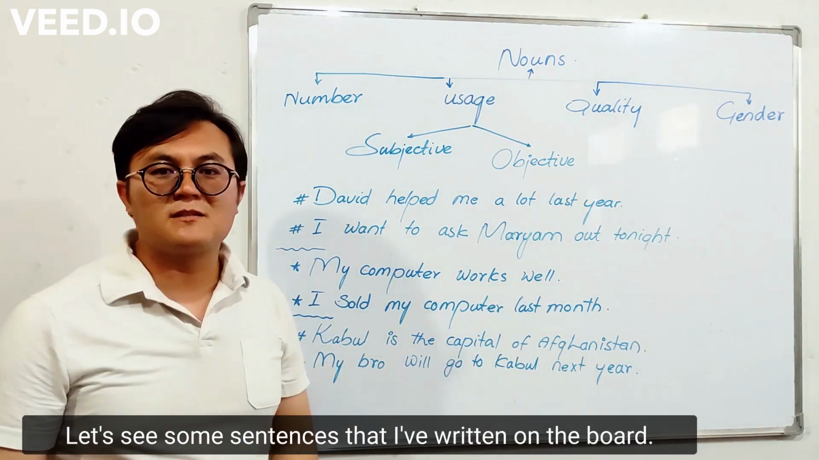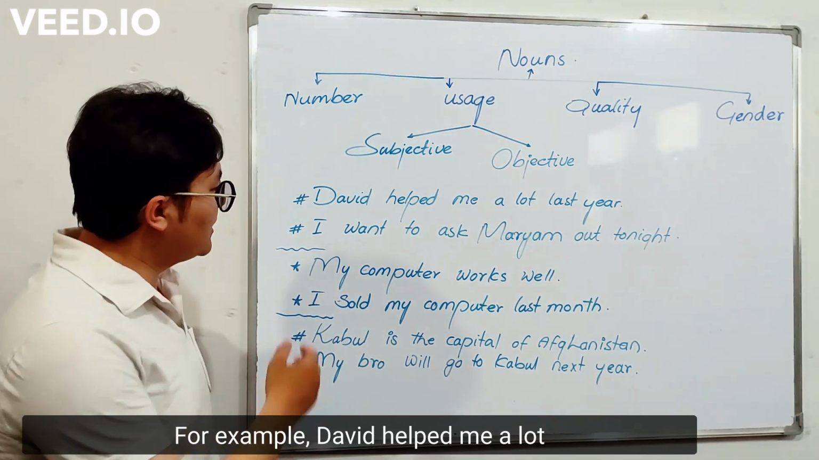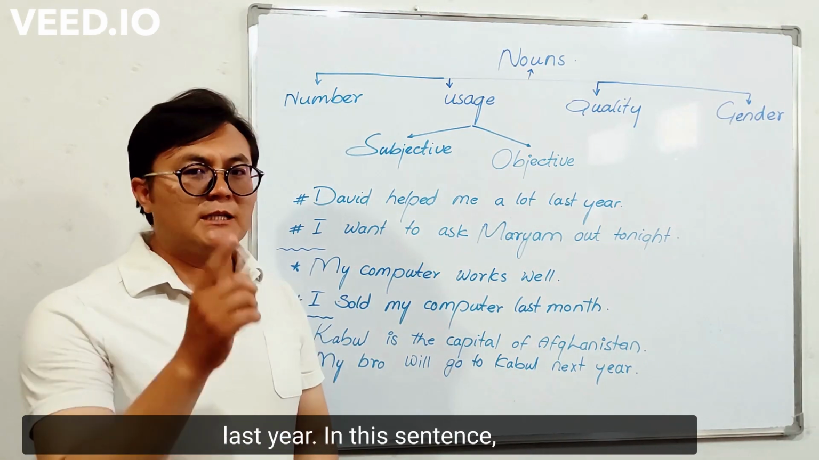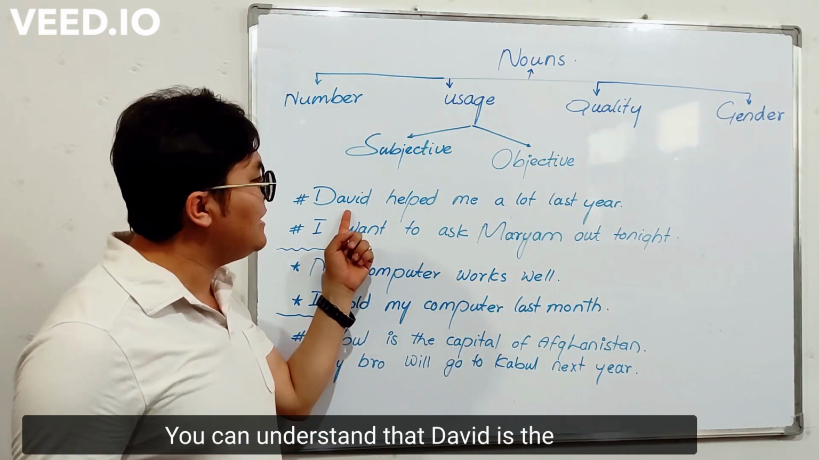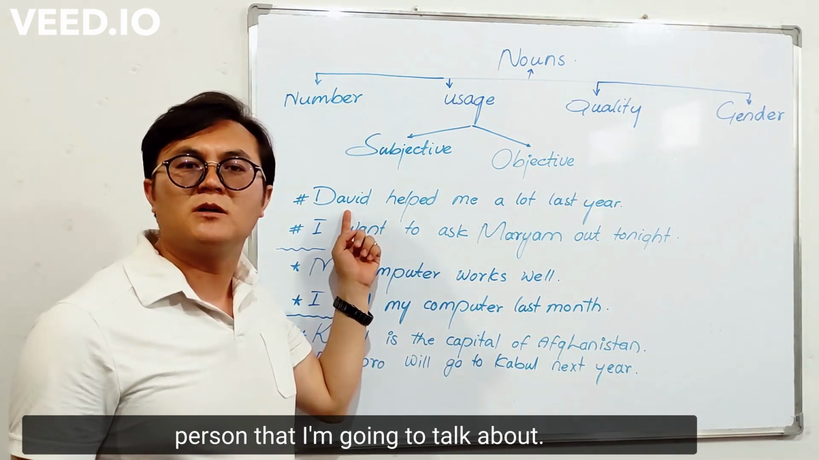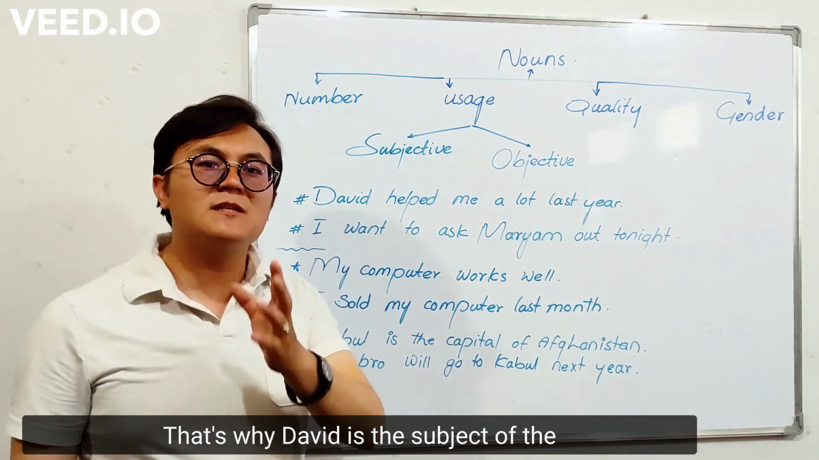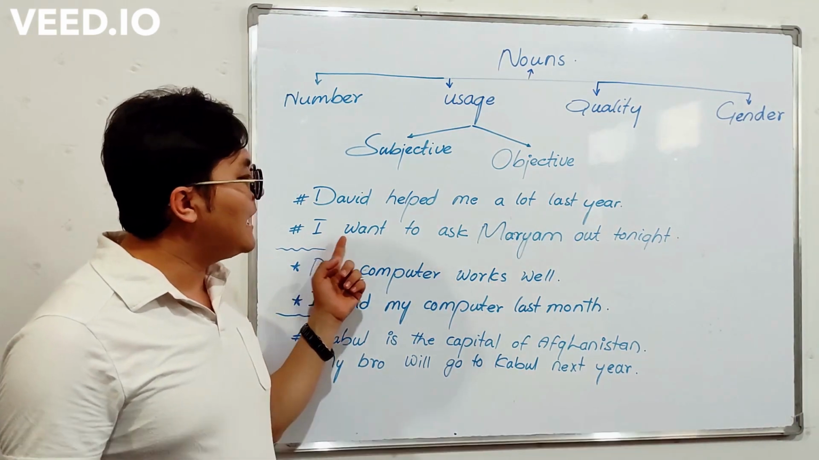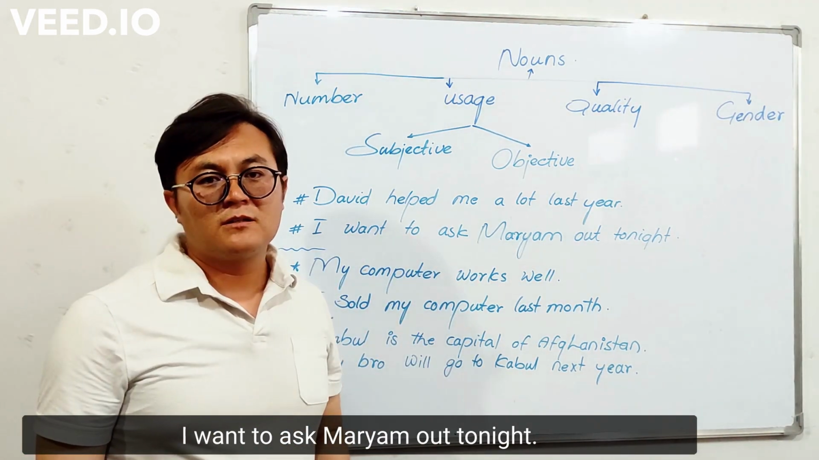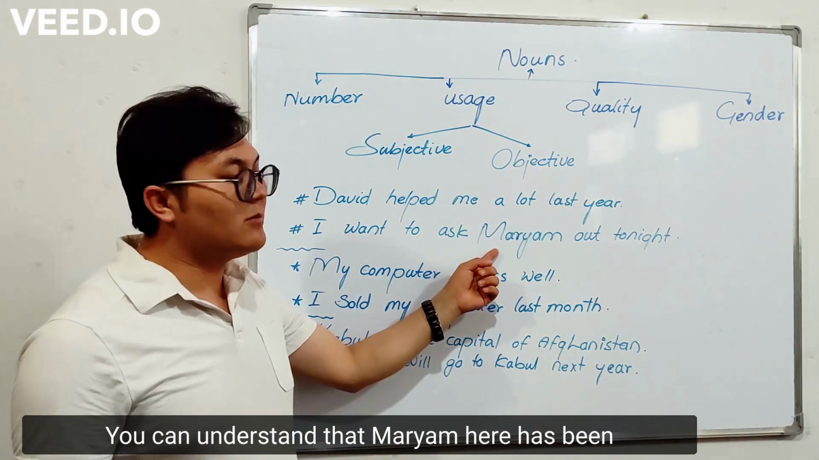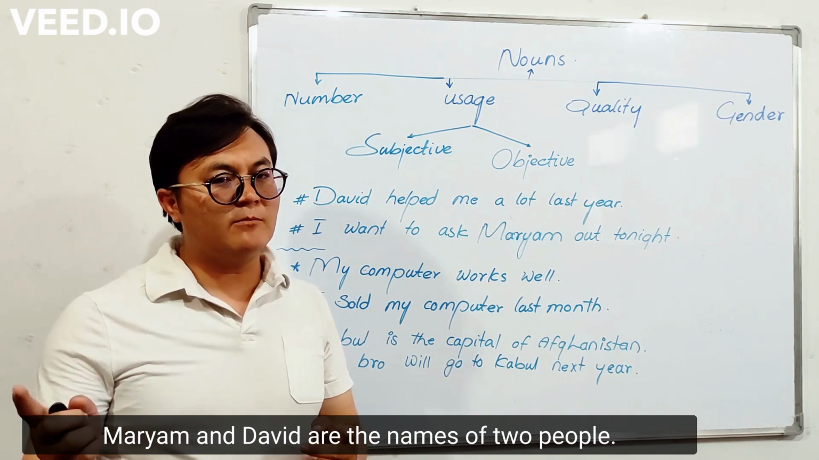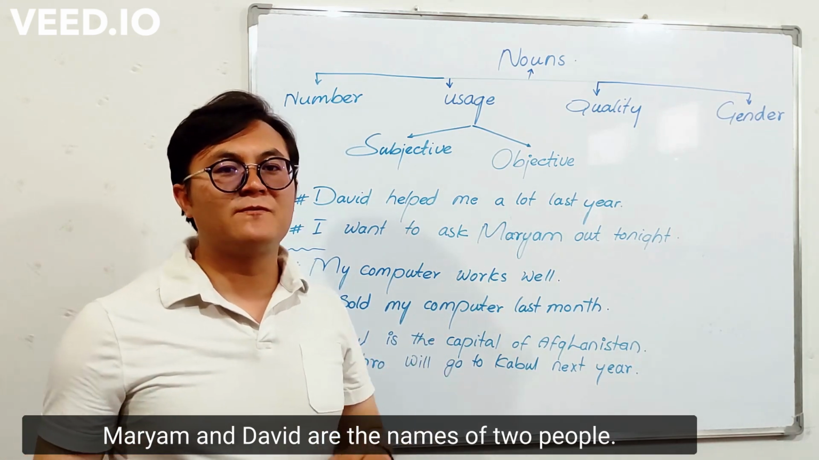Let's see some sentences that I've written on a board. For example, David helped me a lot last year. In this sentence, you can understand that David is the person that I'm going to talk about. That is why David is the subject of the sentence. I have used another sentence: I want to ask Mariam out tonight. You can understand that Mariam here has been used as the object of the sentence. Mariam and David are the names of two people.